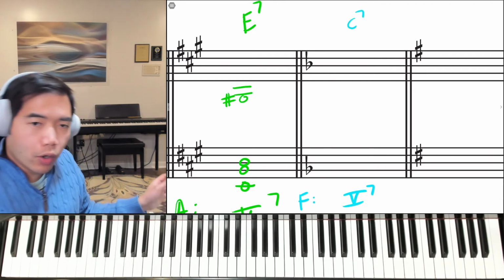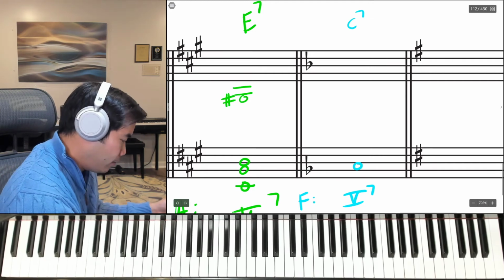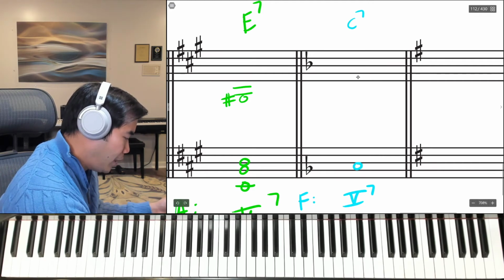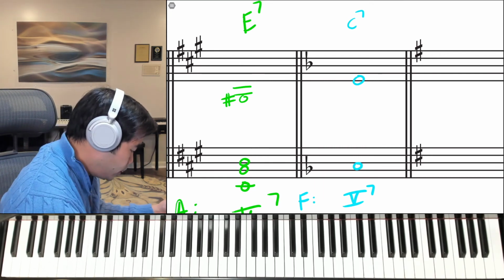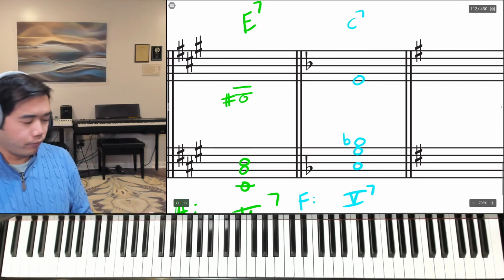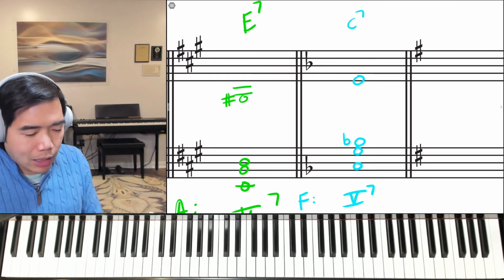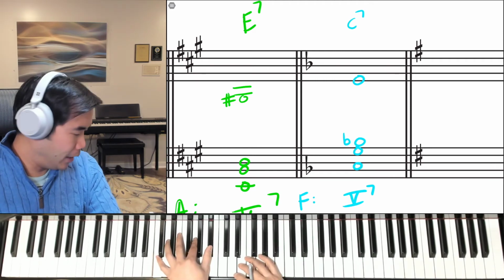What is the root of a chord of C? Well, it's C. What is the third? It's E. We can go ahead and write the third in the right hand. What's the 5th of the chord? It's G. And what's the 7th? It's a B flat. And then we can try playing this. C, G, B flat, E.